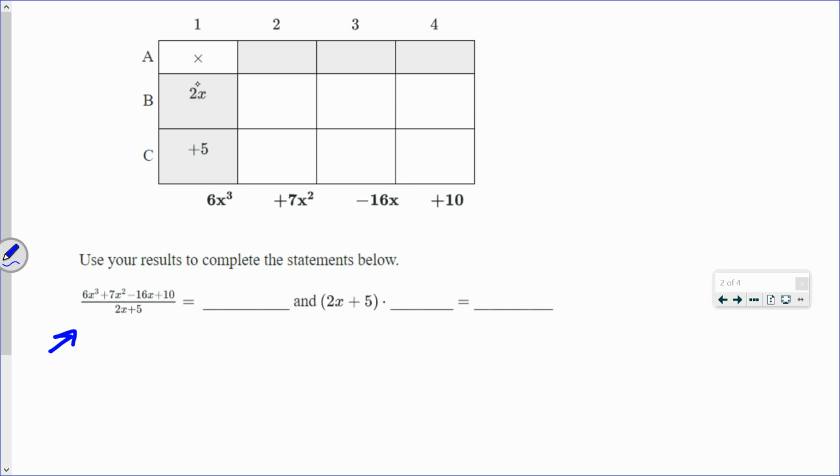So I'm thinking, what do I multiply 2x by to get a 6x cubed? In this case, if I multiply by 3x squared, I would get a 6x cubed. By putting that, though, I notice that it gets me more terms, that now I can find the actual area of this box. So 3x squared times 5 is 15x squared.